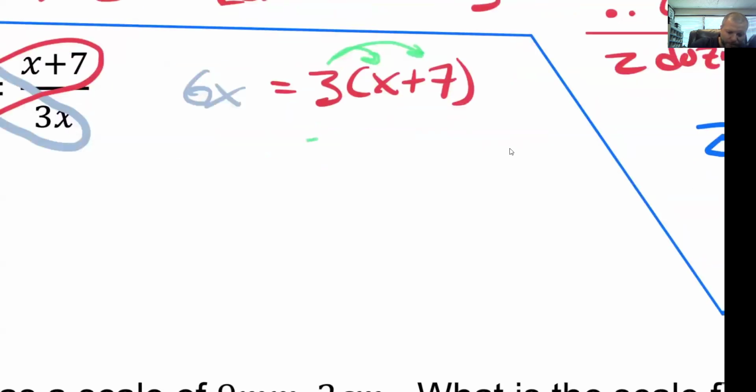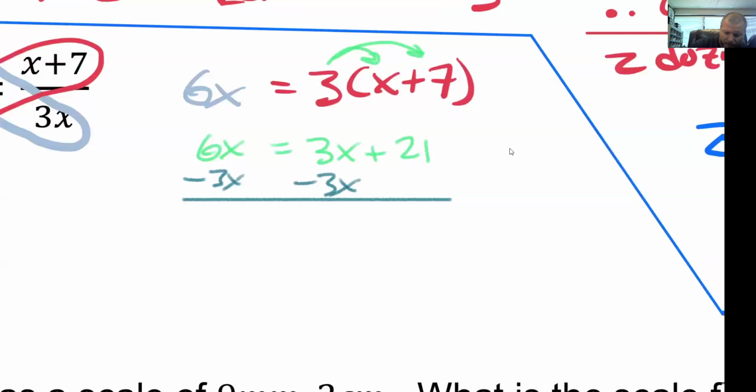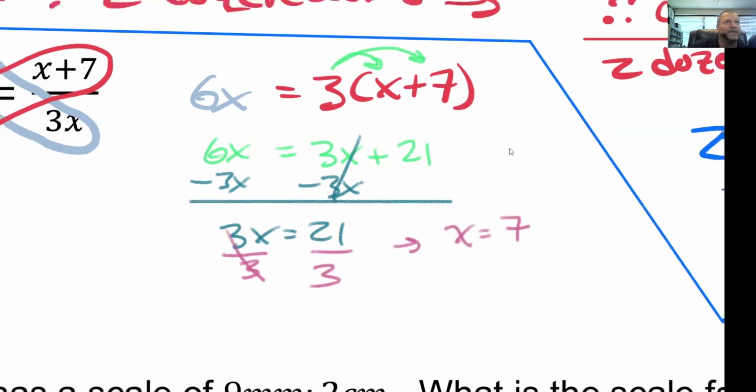All right, so when we distribute the 3, 3 times x is 3x, 3 times 7 is 21. So this would equal 6x. Again, we want to solve for x by using inverse operations. I'm adding 3x and 21, so let me subtract this 3x first from both sides. So I'm going to get 3x equals 21. We could divide by 3, divide by 3. So we're going to get x equals 21 divided by 3, which is 7.